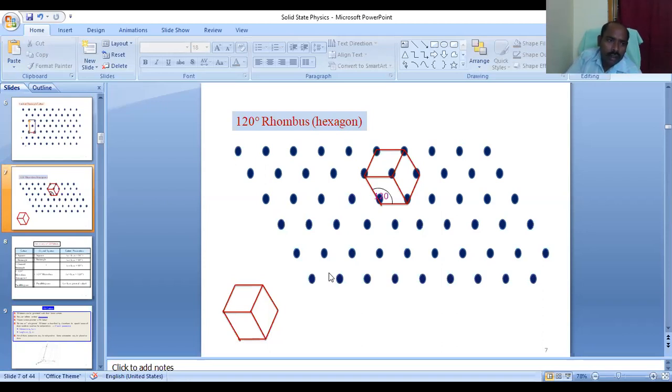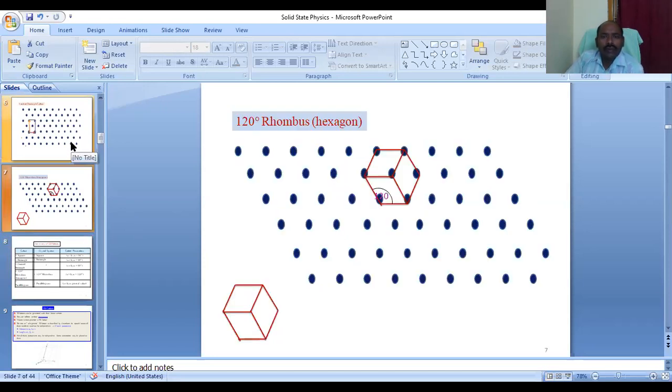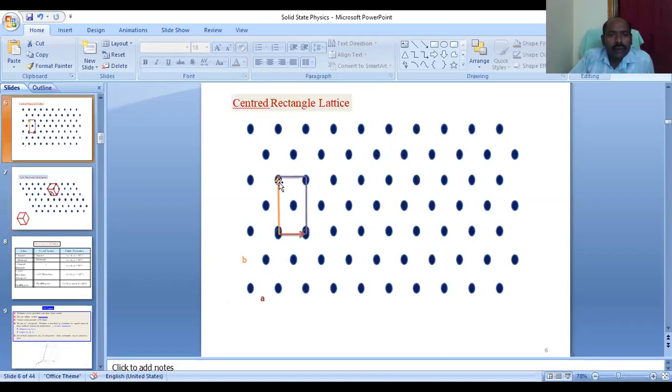Now let's see the effective number of lattice points for all these unit cells. For a square, there are four lattice points at four corners, and that gives us one lattice point. For a rectangle also, four lattice points at four corners. It is not the centered rectangle I am talking about, so there we do not have the center point. So the number of lattice points for a rectangular unit cell is again 1.